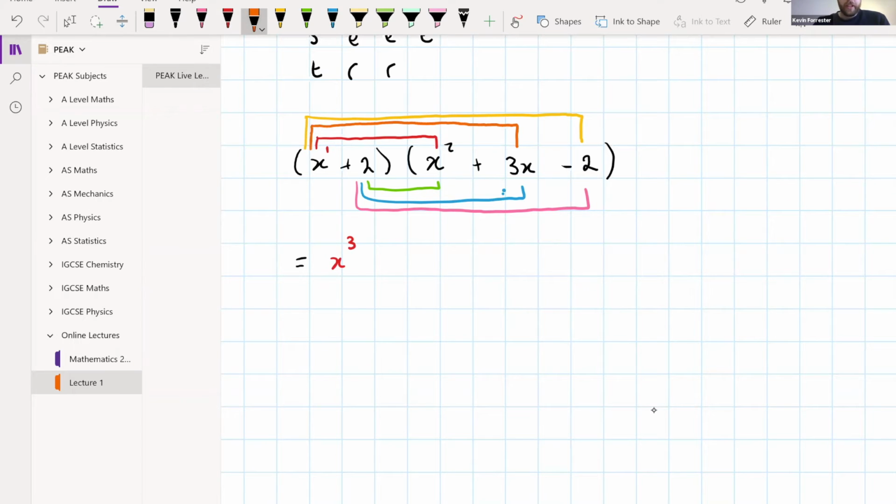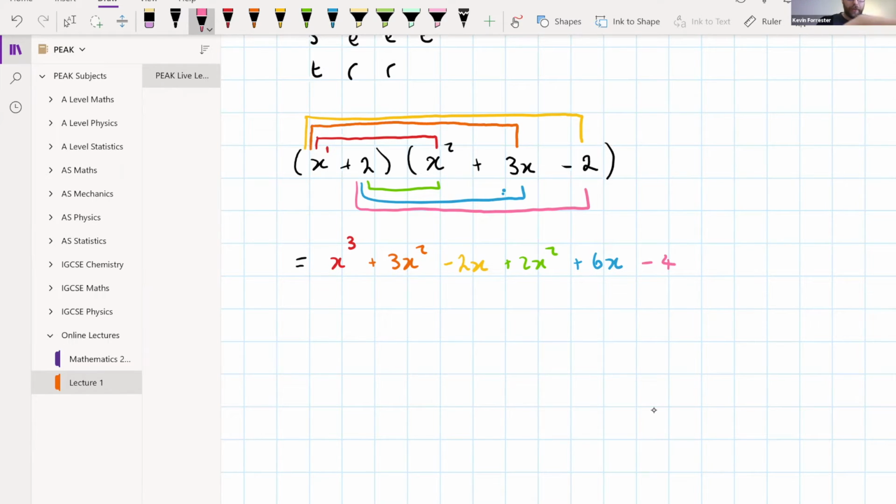Then x times 3x is 3x squared. Then we have x times minus 2, which is minus 2x. And then we do the same thing with the 2 and multiply all these terms. So 2 times x squared gives us plus 2x squared. And 2 times plus 3x gives us plus 6x. And then last terms, that will be plus 2 times minus 2, which is minus 4.